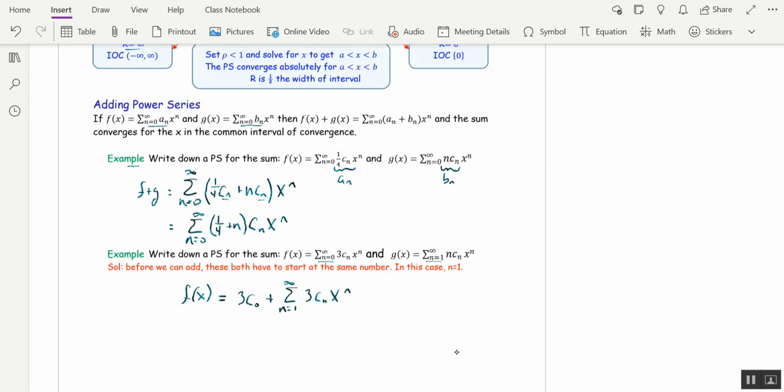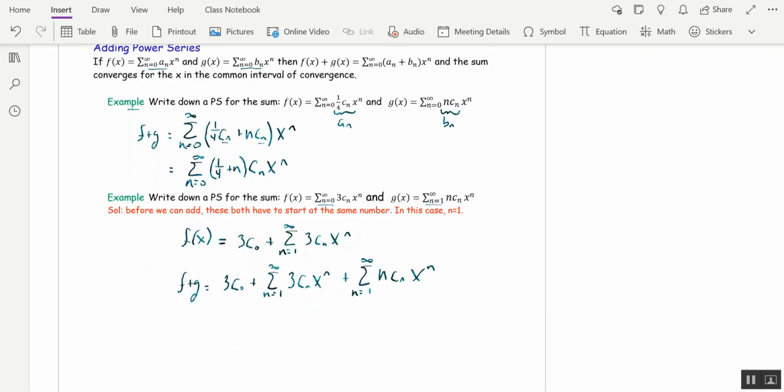So now I've written f as a power series that starts at 1. So f plus g is 3c0 plus the sum, n equals 1 to infinity of 3cn x to the n. And now I'll add on g, n equal 1 to infinity of ncn x to the n.